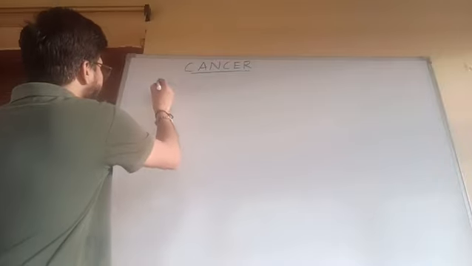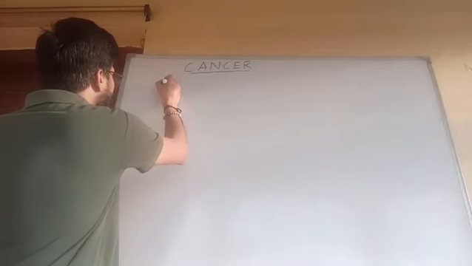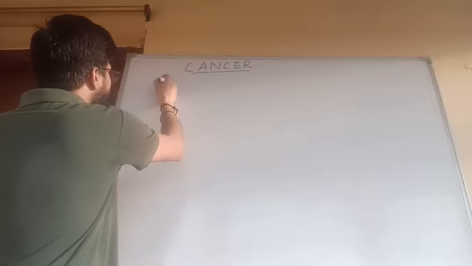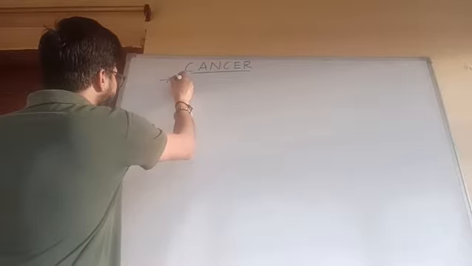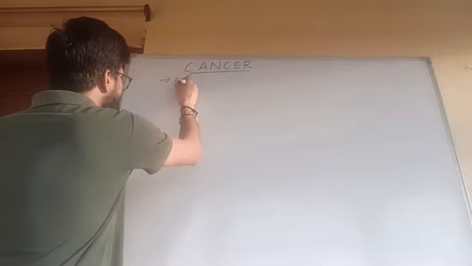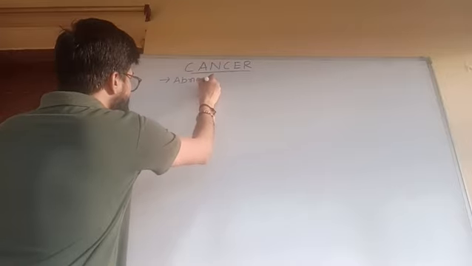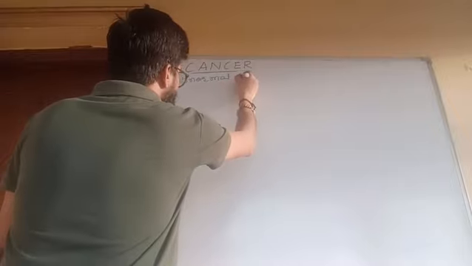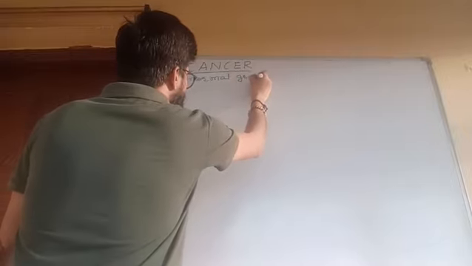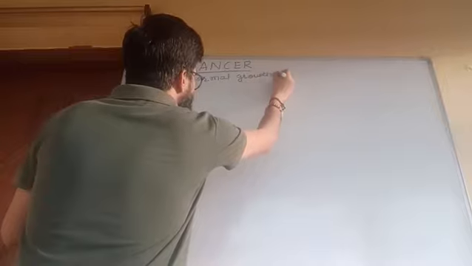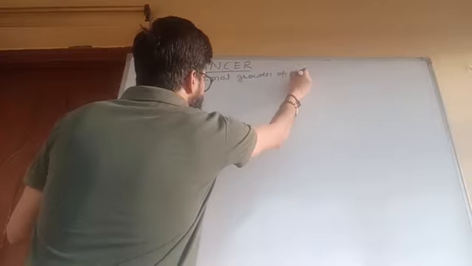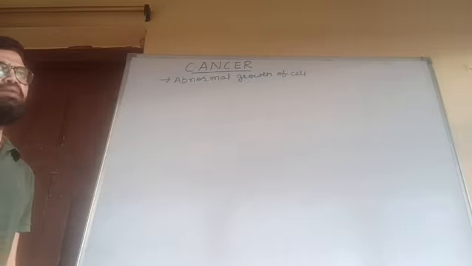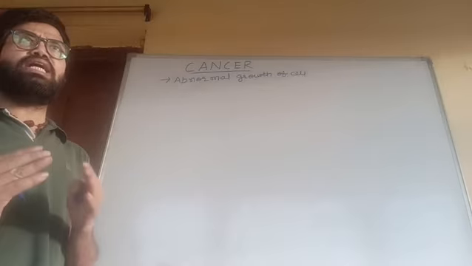So here I am writing: the abnormal growth of the cell. Abnormal growth of the cell is known as cancer. Understand? Now the second point in your mind: how does cancer occur?